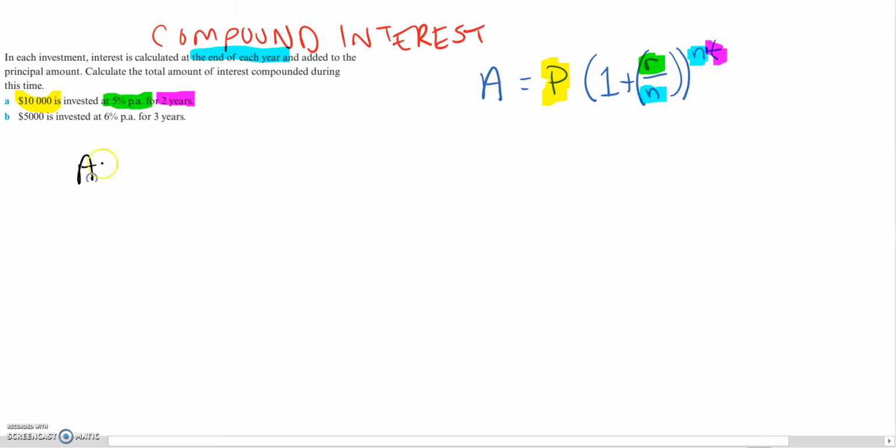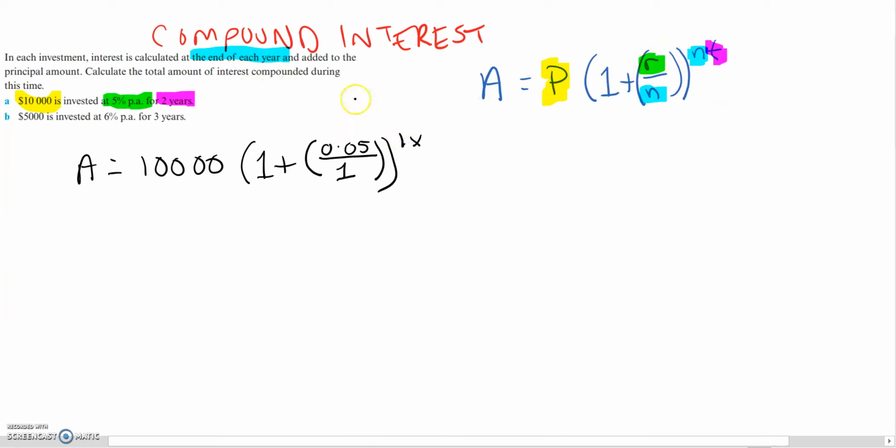So we have the total amount is going to be 10,000. We're going to have our 1 plus our rate is 5%, so 0.05, over our n value. Now that was the end of each year, so 1. And then raised to the power of 1 times t, which is 2.